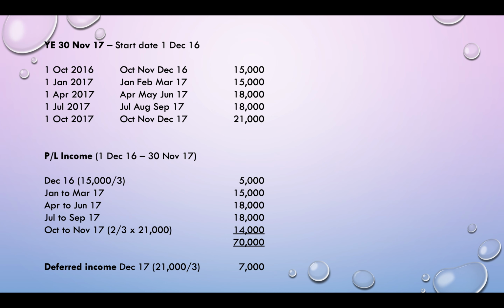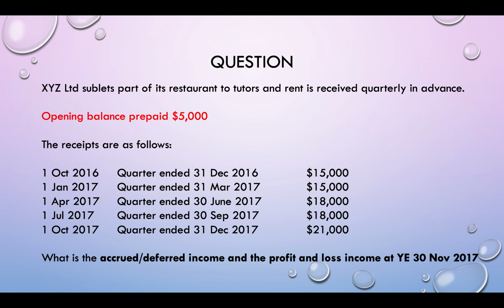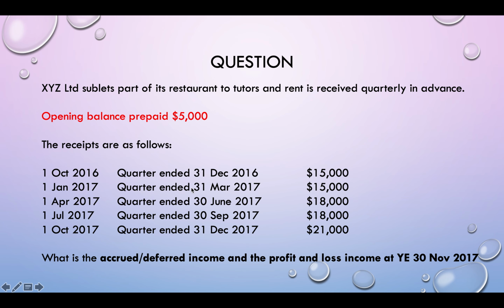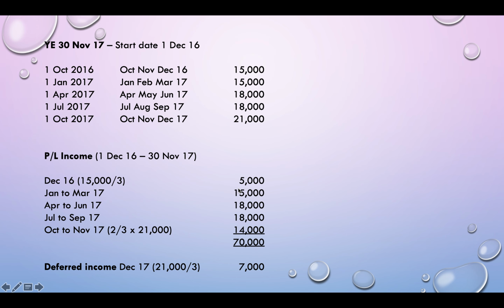You have different payment dates here, and you have the quarters related to each of them. Quarters are 3 months, so be careful with that. If it is quarter ended 31st December 16, then it relates to October, November, and December. Similarly, if it is quarter ended 31st March 17, then it relates to January, February, and March. This is the same for the other quarters, and what we need to calculate is the P&L income.